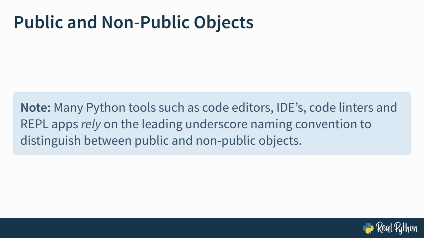Now here is another example of why it is important to stick to the Python conventions. Because many Python tools, such as code editors or IDEs, code linters, and REPL apps, rely on the leading underscore naming convention to distinguish between public and non-public objects.